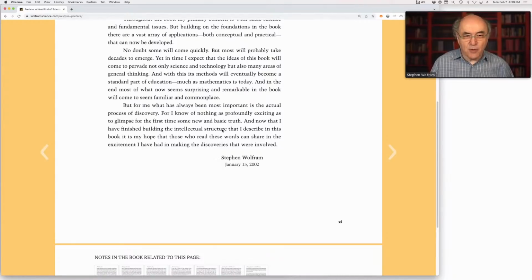I'm starting to look at questions and comments here, and I'd love to look at those some more. This last sentence: "Now I've finished building the intellectual structure that I describe in this book. It is my hope that those who read these words can share in the excitement I've had in making the discoveries that were involved."